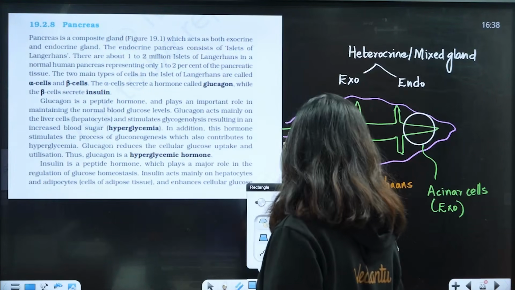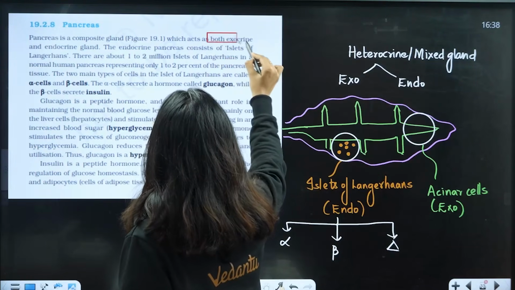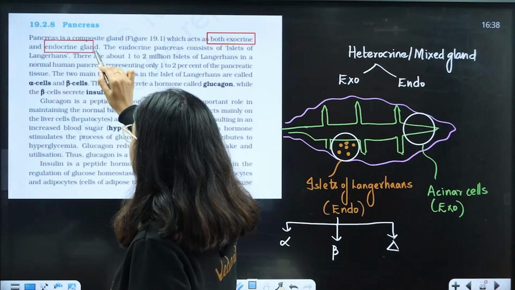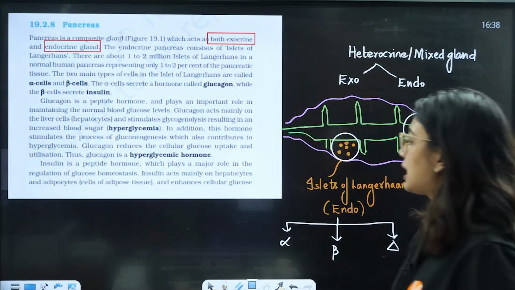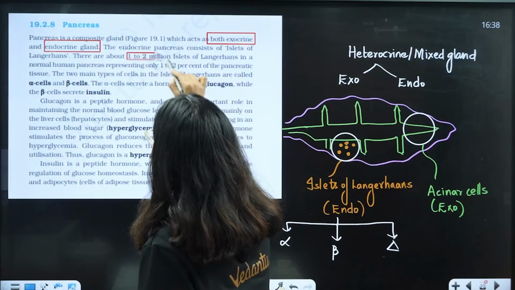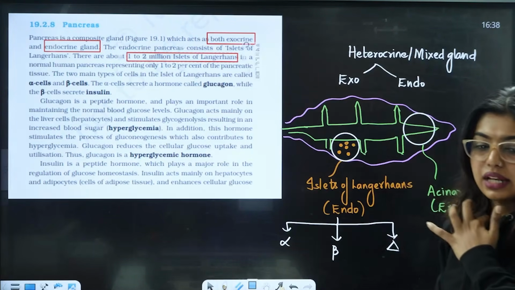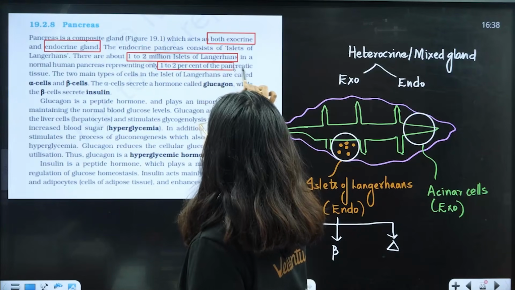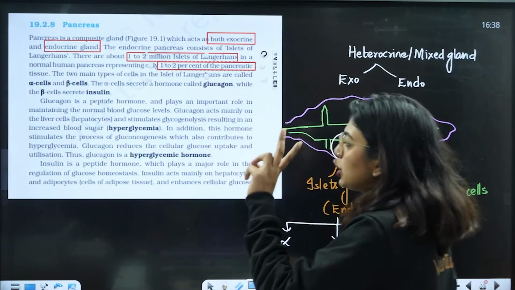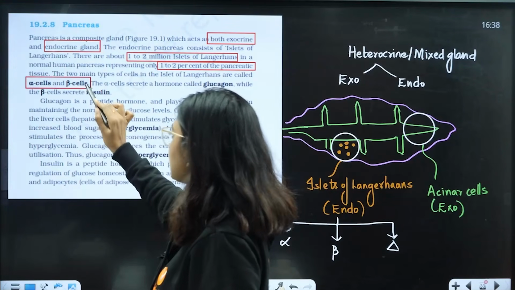Friends, pancreas is a composite gland which acts both as exocrine and endocrine gland. The endocrine pancreas consists of islets of Langerhans. They are about how much? 1 to 2 million islets of Langerhans in a normal human pancreas, representing only 1 to 2% of the pancreatic tissue.